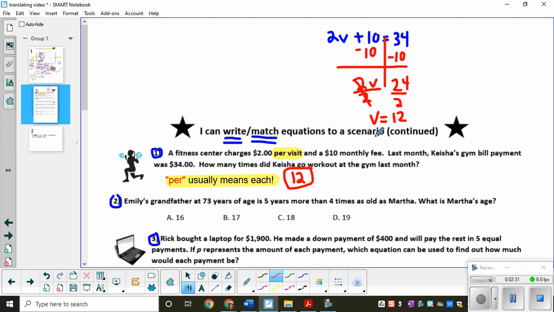Okay? So we wrote the equation for the scenario, and then we were able to solve it to answer this question. All right, now for the next one.